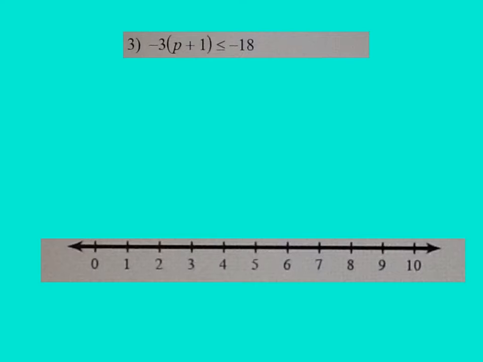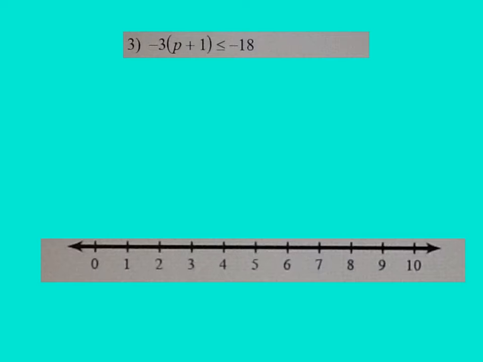It says -3 times (p plus 1) in brackets is less than or equal to -18. Now, we've talked always about doing BEDMAS backwards and looking for the addition, subtraction first, then the multiplying and dividing. The brackets still need to come first. We need to get rid of those brackets before we can do anything in this equation.